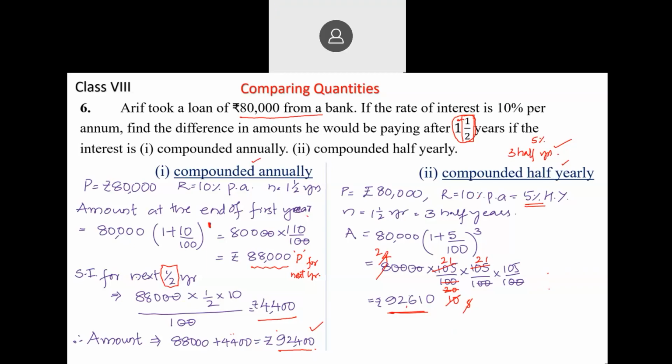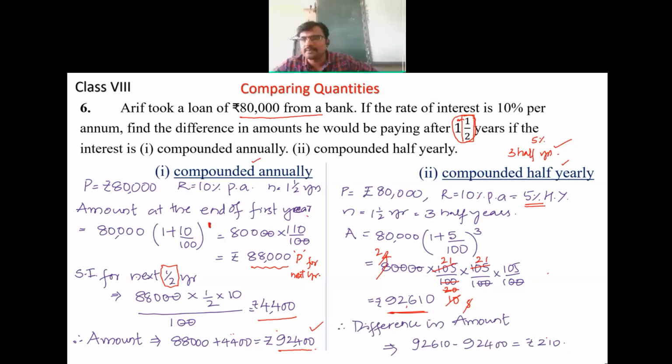No, sir. We should find the difference in the amounts. So the difference in the amount will be 92,610 minus 92,400. We get 210. 610 minus 400 is 210, isn't it? Rest of the things will remain same, 92, 92 get cancelled. So 210 is the difference in the amount.